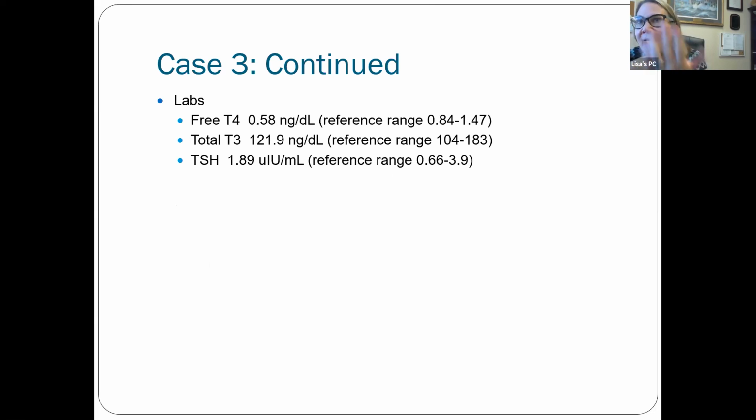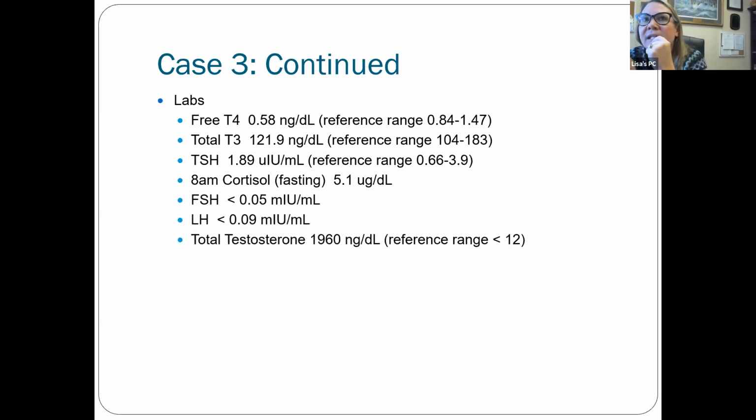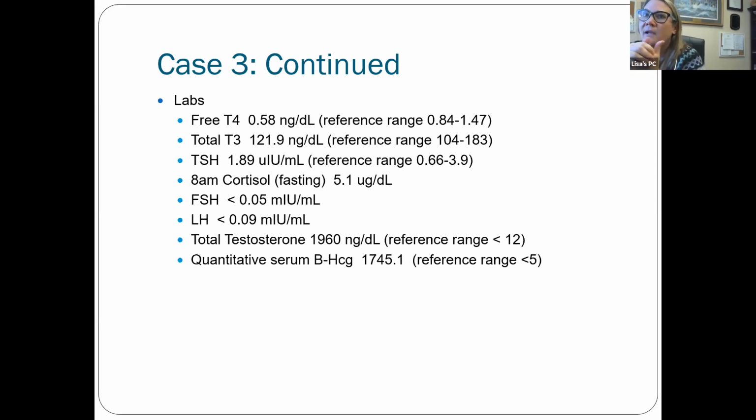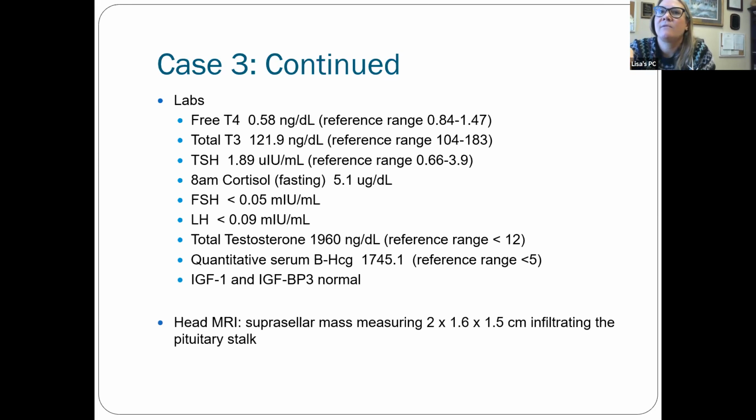And so I repeated some labs, of course, and he clearly had a low free T4, total T3. His TSH was normal in this case, but it had been low previously. His fasting cortisol was 5 at 8 a.m. Normal's really above 15. And despite the fact that he was clearly having some pubertal changes, his testes being small, his LH and FSH were prepubertal. His testosterone was through the roof for a prepubertal boy. Well, even for a pubertal boy, that's really high. And then quantitative serum beta HCG was also elevated. So growth factor levels were normal.